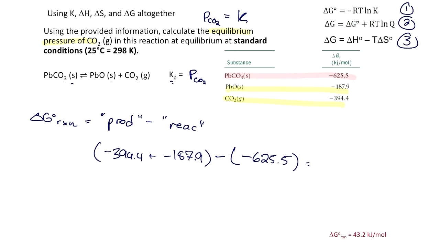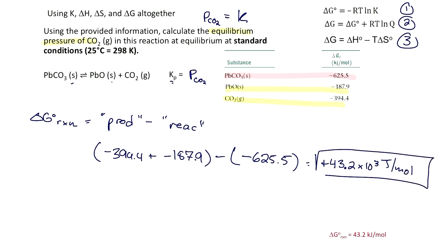So negative 394, I think that, didn't I write it down? Did I write it down? Yes, so I get positive 43.2 times 10 to the 3 joules. I'll put joules per mole.